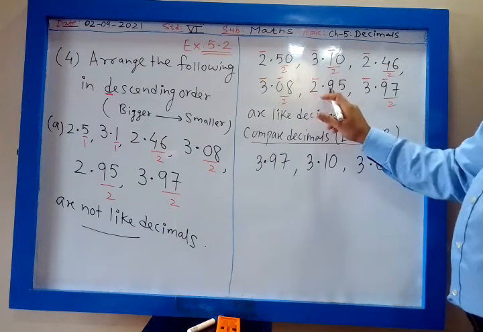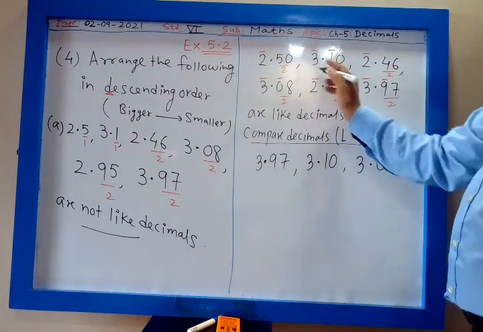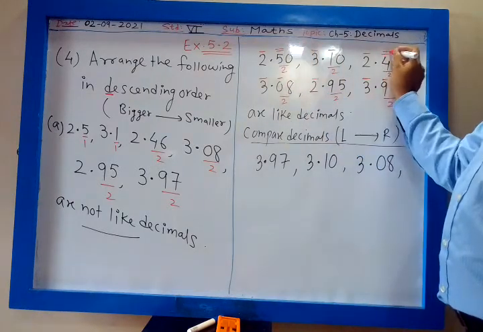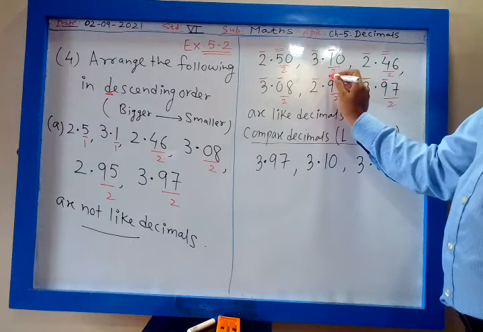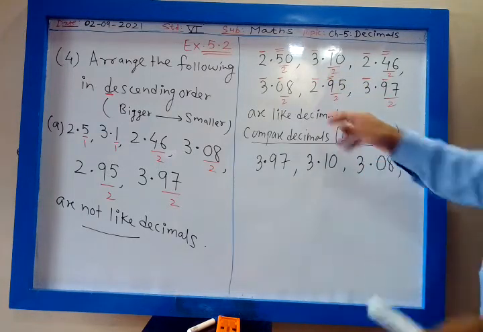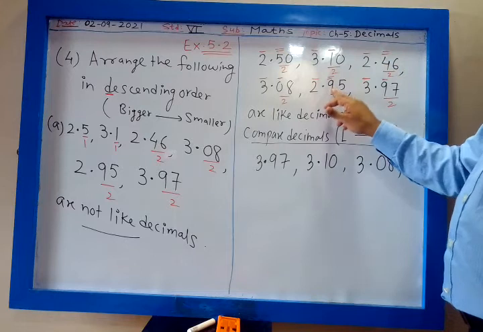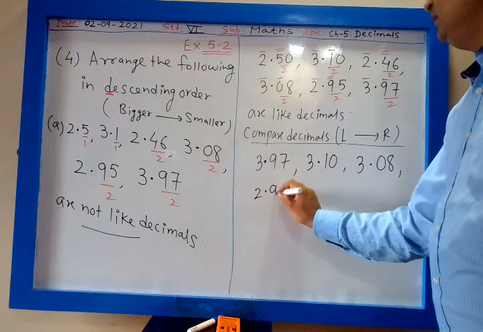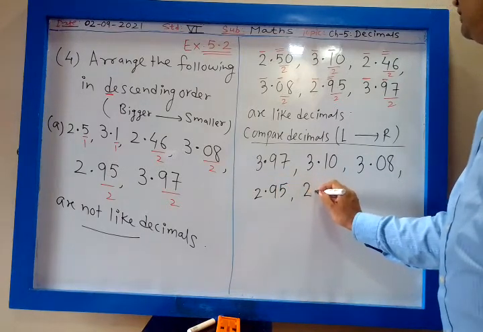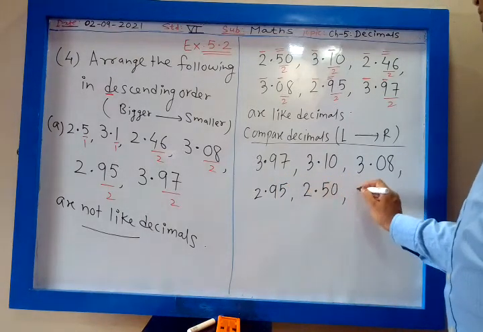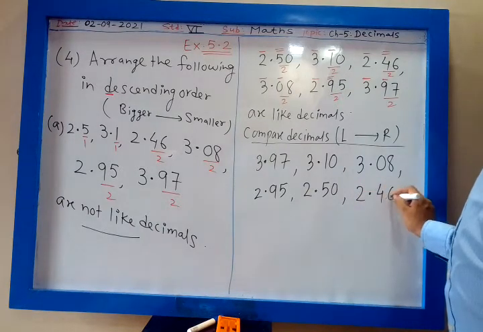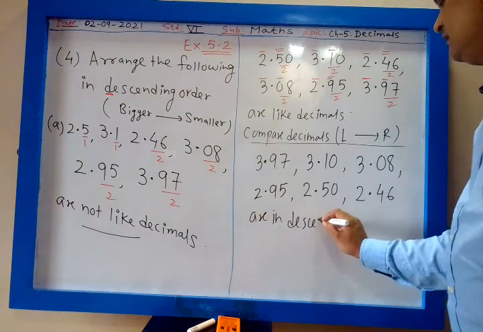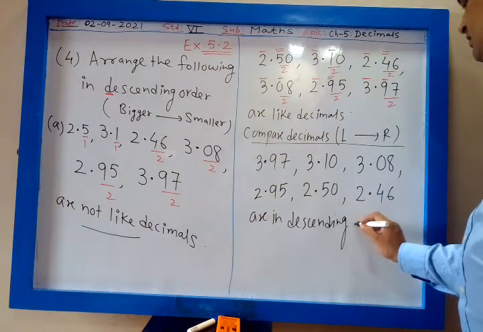2.50, 2.46, 2.95, all starting with 2. Now compare the second digit: 5, 4 and 9. Which is bigger? 9. So it will be 2.95, 2.50 and 2.46. So these numbers are now in descending order.